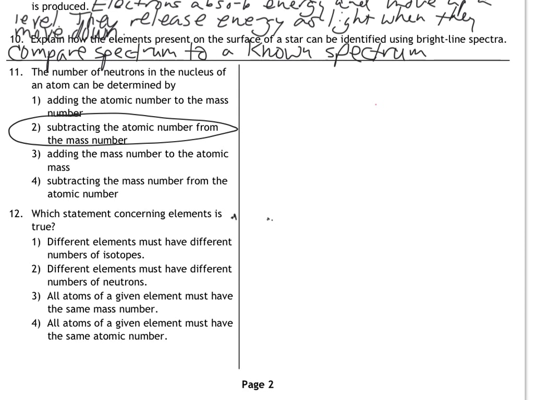So 12, which statement concerning elements is true? The only one I see here that's definitely true is number 4. It says all atoms of a given element must have the same atomic number, so that's definitely true. What I would suggest for all of you on number 12 is if any of the other 3 seem like they could be true to you, please make a note of it and ask me in class to explain why one of these 3 couldn't be the case.